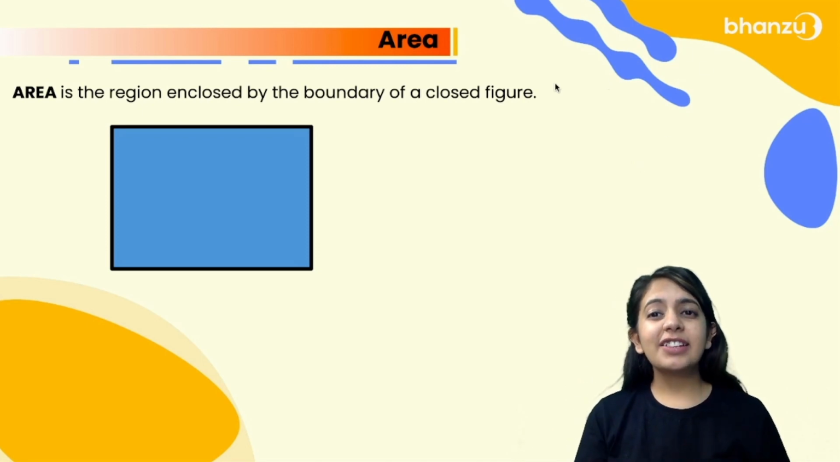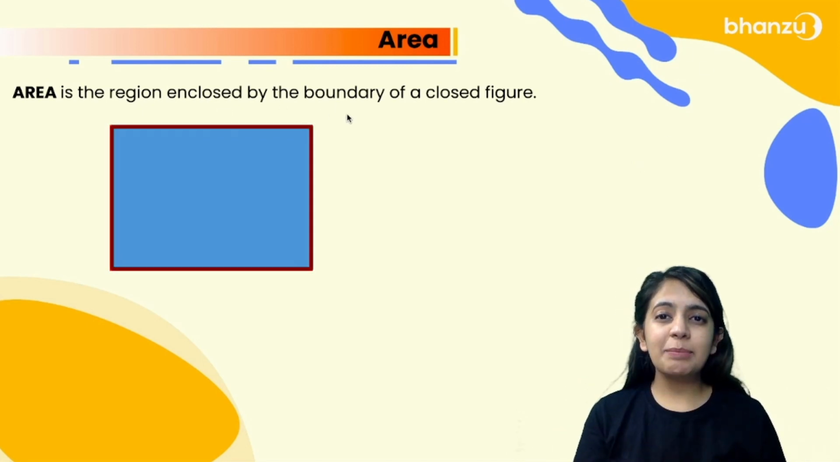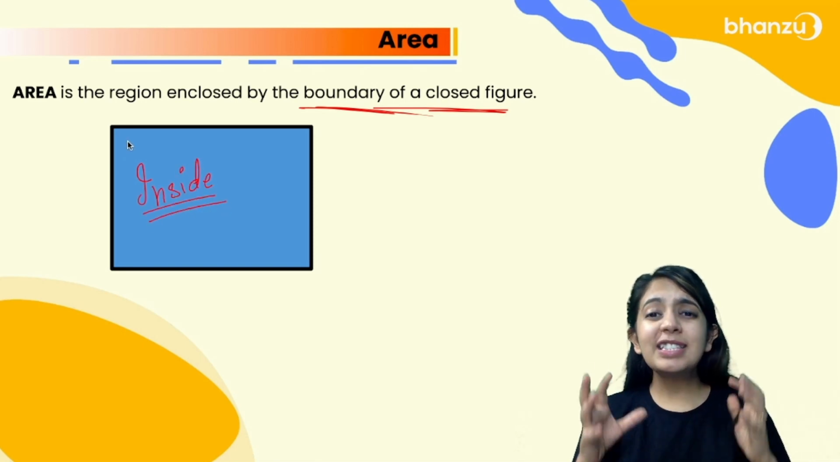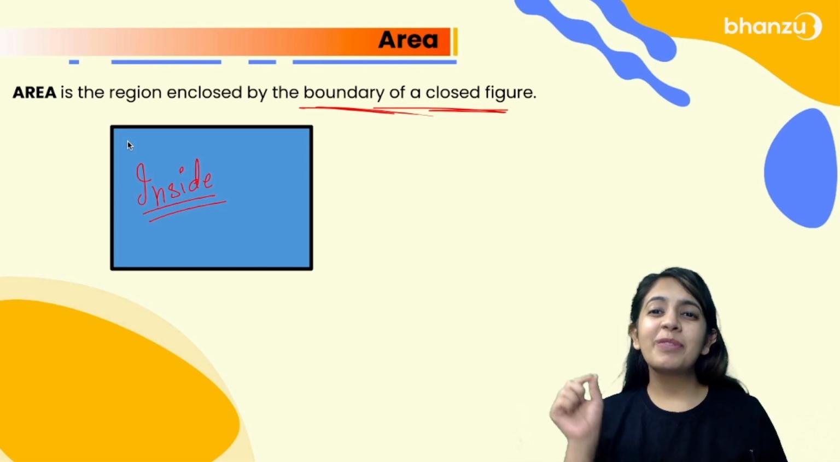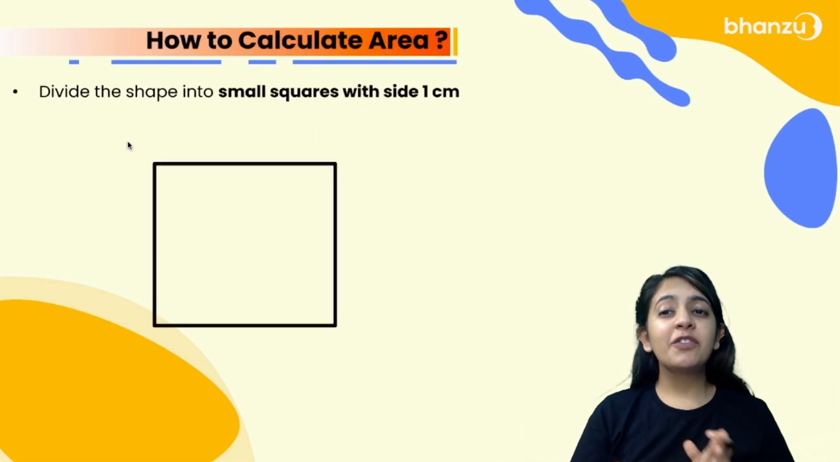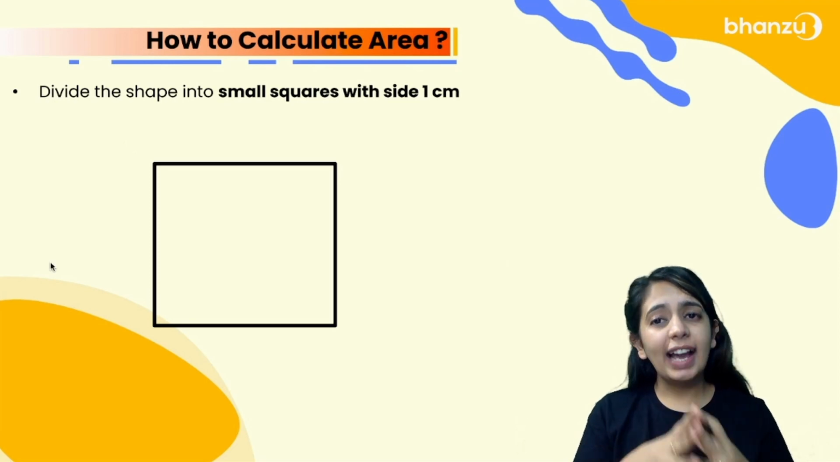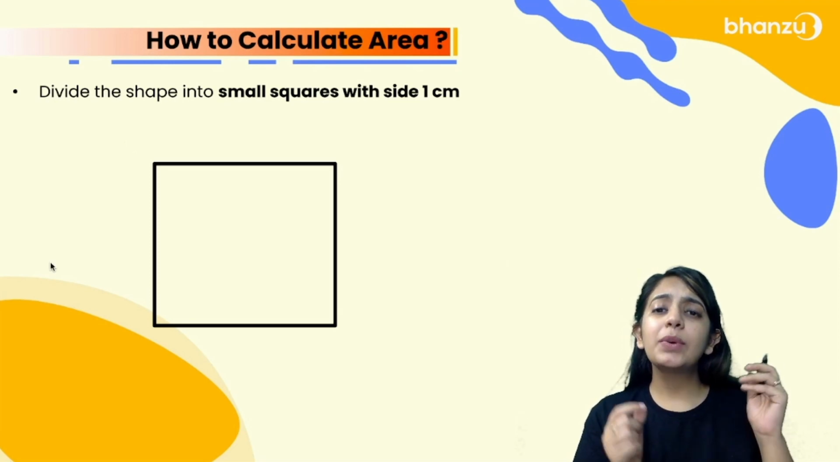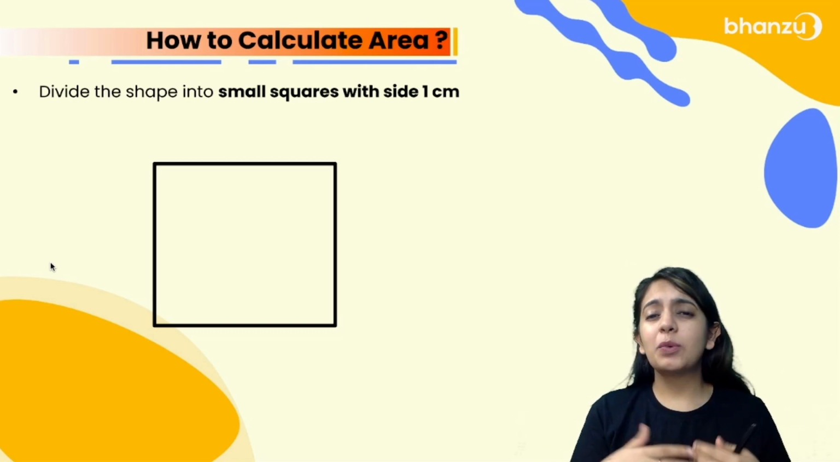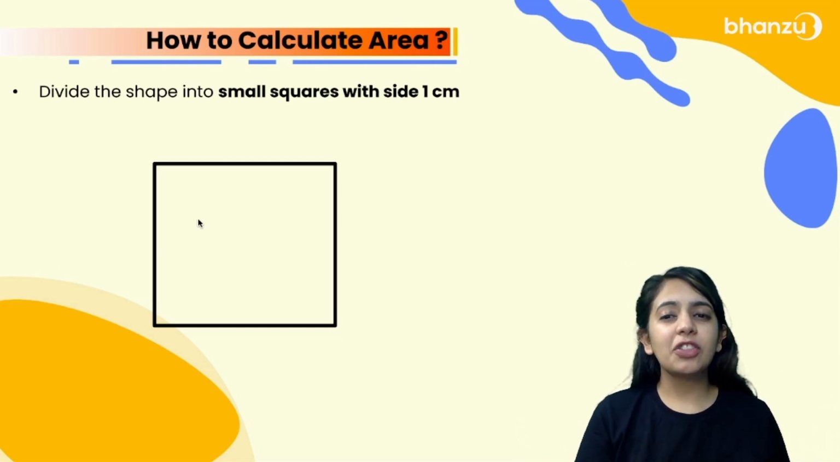Area is the region or the space enclosed by the boundary of a closed figure. It just focuses on the inside part of any shape. Whatever space is inside of any shape, that is area. Now, in order to calculate the area, the first thing we have to do is divide that shape into small squares with side 1 centimeter, or maybe side 1 meter, or 1 kilometer, or 1 millimeter. It all depends on the length of the side.